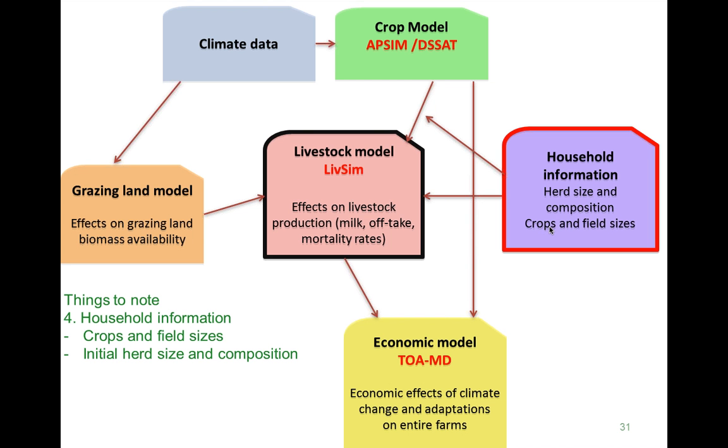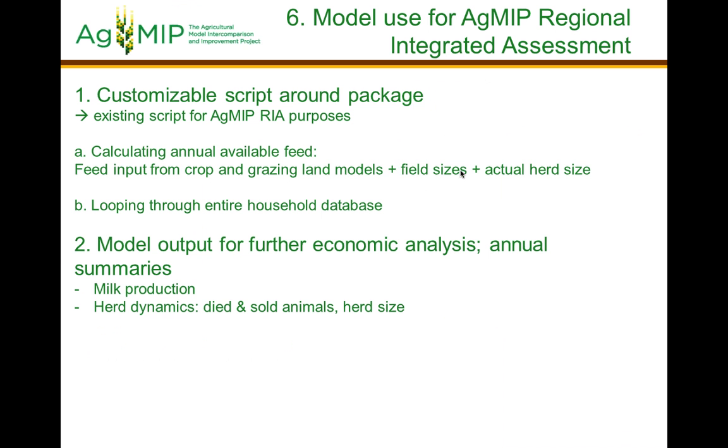And then, finally, something more on the household information. I already mentioned that we need information on which crops are grown and on what areas. And additionally, we need information on the herd size and the herd composition of the households.